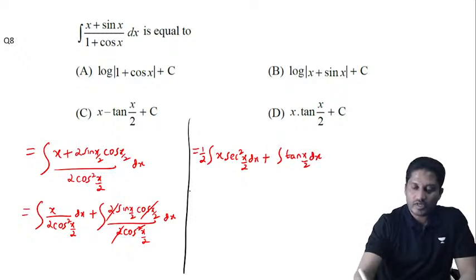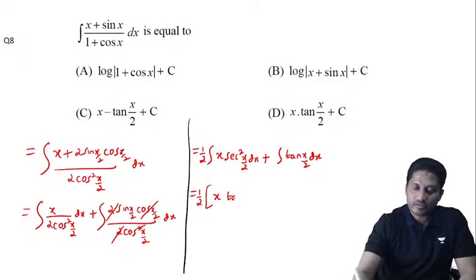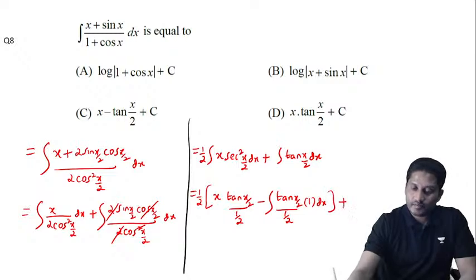Right, now this is equal to half into a bracket. Now we'll use by parts. First function is x. Integration of sec square x by 2 is tan x by 2, coefficient of x is half, divided by half. Minus integral of second, tan x by 2 by half, and differentiation of x is 1. And this fellow I am going to keep as it is. This is tan x by 2 dx.